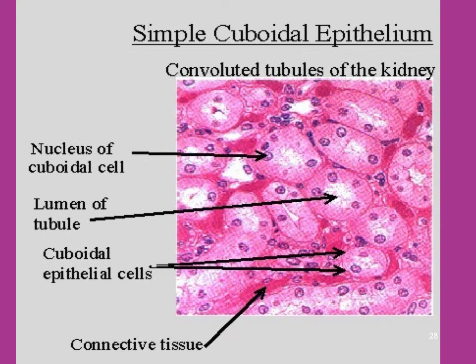Notice that all of those tubules are lined with simple cuboidal epithelium. All of these, 1, 2, 3, 4, those are all cuboidal cells. And every one of them is a simple cell because you see it go. This is the basement membrane around the outside here of these tubules, and then here's the lumen in the middle here. And so every one of these cells goes from the basement membrane out to the lumen.